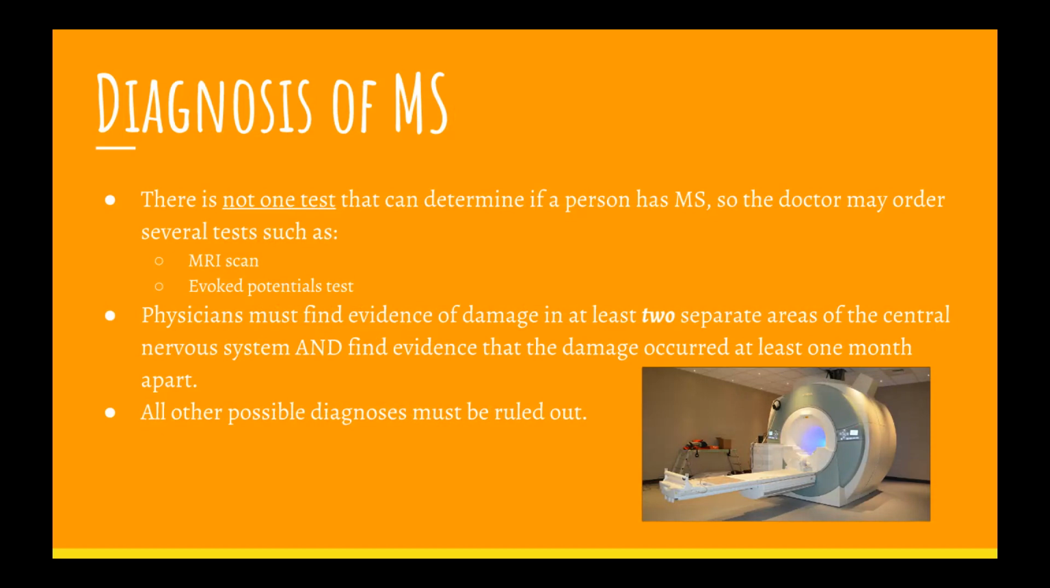Another test for MS diagnosis is a series of evoked potentials tests, which test the time it takes for nerves to respond. If the response time is slow, the chances are greater that there is damage along the nerve pathways. The physicians must find evidence of damage in at least 2 separate areas of the central nervous system, which includes the brain, spinal cord, and optic nerves, and find evidence the damage occurred at least 1 month apart. Doctors must also rule out all other possible diagnoses.